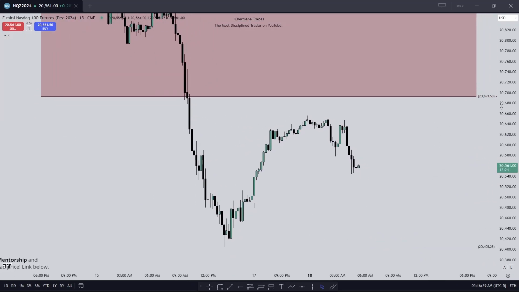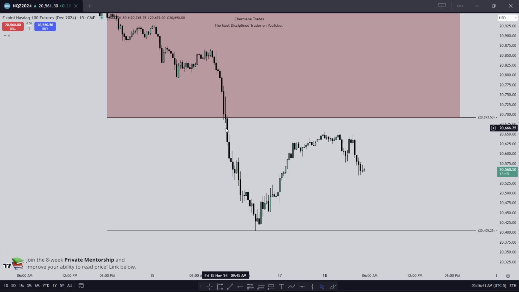All right. I highlighted this specific fair value gap here on the 15-minute chart. I said I'm watching this inefficiency. You can click the link in the description for that specific tweet. But I'm watching this fair value gap. Why am I watching this inefficiency?